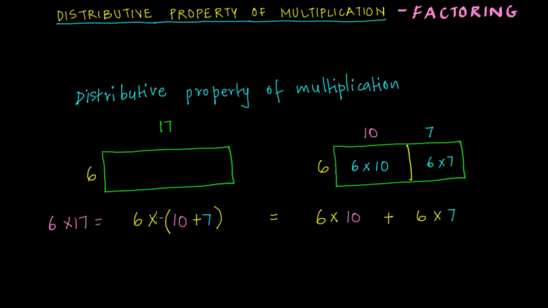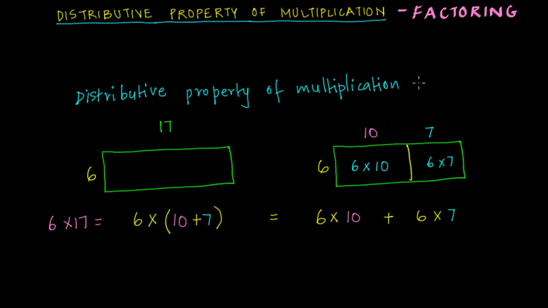And we can rewrite this as 6 times (10 + 7) because 10 plus 7 is the same as 17. On the other side, we have two rectangles. This has an area of 6 times 10 and this has an area of 6 times 7. And the area of these two rectangles put together is equal to the area of this big rectangle. So basically we have 6 times (10 + 7) is the same as 6 times 10 plus 6 times 7. And that is essentially the distributive property of multiplication.